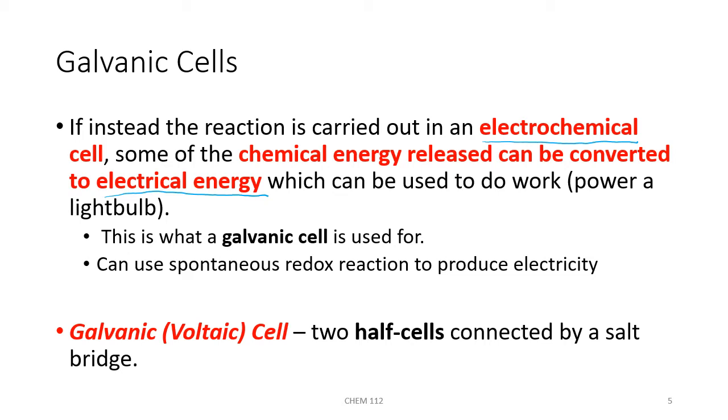And this is what a galvanic cell is used for. A galvanic cell, the other name for it is a voltaic cell. This is where we have two half cells, one that's a reduction reaction, the other that's an oxidation reaction, and they're connected by something called a salt bridge. We're going to draw all this out and look at all the details of a galvanic cell. But a battery is basically what a galvanic cell is. So we are using a spontaneous redox reaction, one that occurs on its own, to produce electricity.